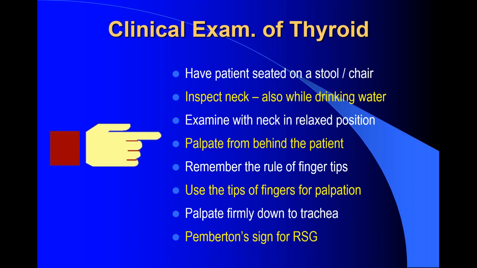Then you have to look for Pemberton's sign of retrosternal goiter, in which, if you ask the patient to lift both hands over the head, you will see there is congestion of the face. This is because of fullness of the thoracic inlet and pressure on the superior vena cava. So this is a manifestation of retrosternal goiter, or maybe a big mediastinal lymphadenopathy.